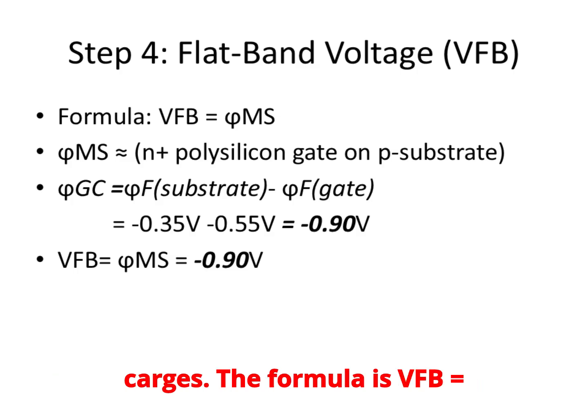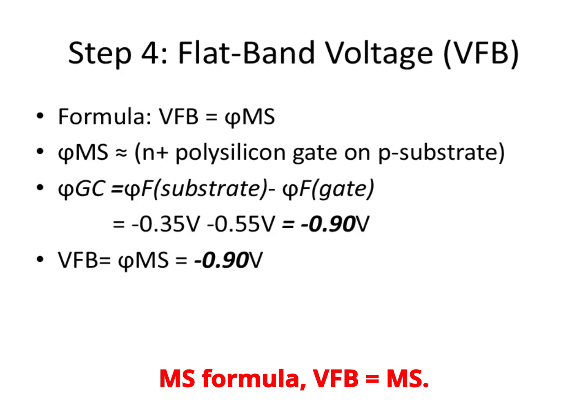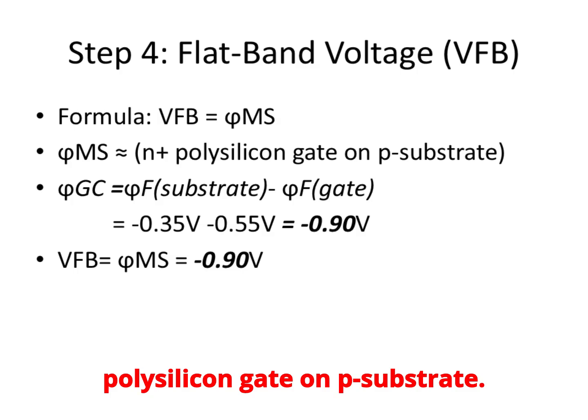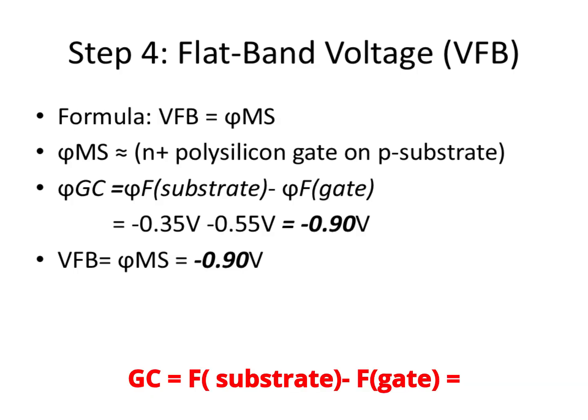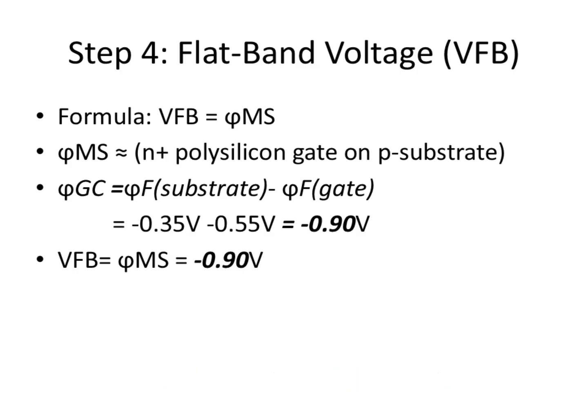The flatband voltage accounts for work function difference and oxide interface charges. The formula is VFB equals φ_MS. φ_MS is almost equal to that of an N+ polysilicon gate on a P substrate. φ_MS equals φ_F substrate minus φ_F gate, equals minus 0.35 V minus 0.55 V, equals minus 0.90 V. VFB equals φ_MS equals minus 0.90 V.